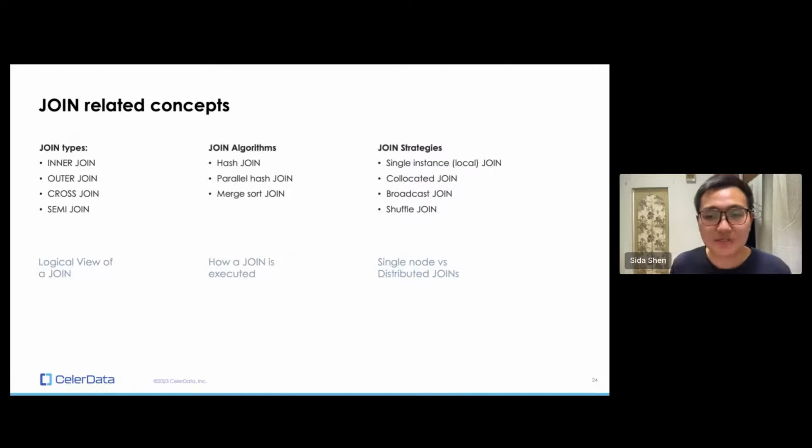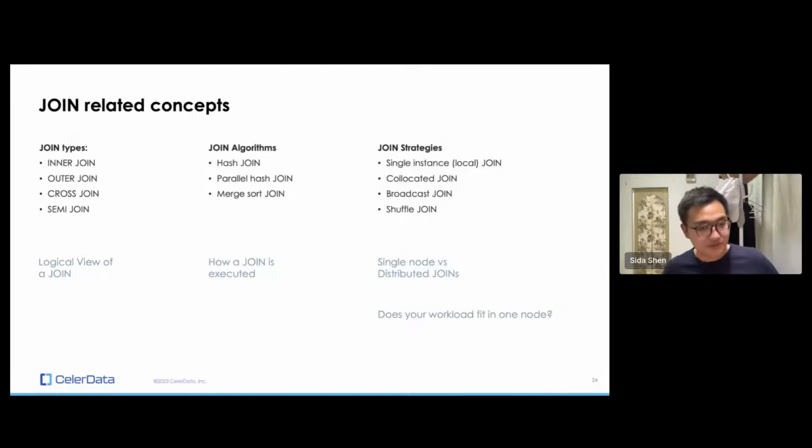And this is actually how a join is executed on a single node, right? This is only on a single node. And there are join strategies, and this is the key. You can have a single instance join, like a local join. We call it a local join. We can do a collocated join, broadcast join, shuffle join, and this is all on a network level, right? So this is really single node versus distributed, and the strategy of distributed joins, right?